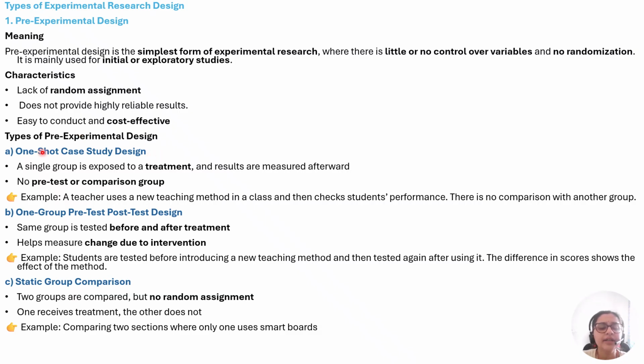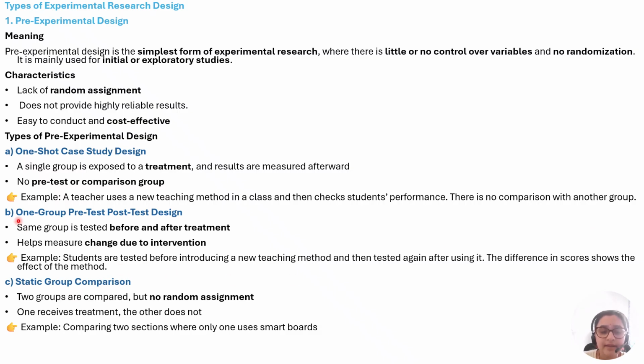Then, what are the types of pre-experimental design? One shot case study design, that is, one single group only is taken and it is exposed to treatment and then the results are measured. It is done on only one single group. There is no pre-test, and a comparison group is not there. Example, a teacher uses a new teaching method in the class and then checks the students' performance. Simple, over. There is no comparison with another group. Only one group is involved.